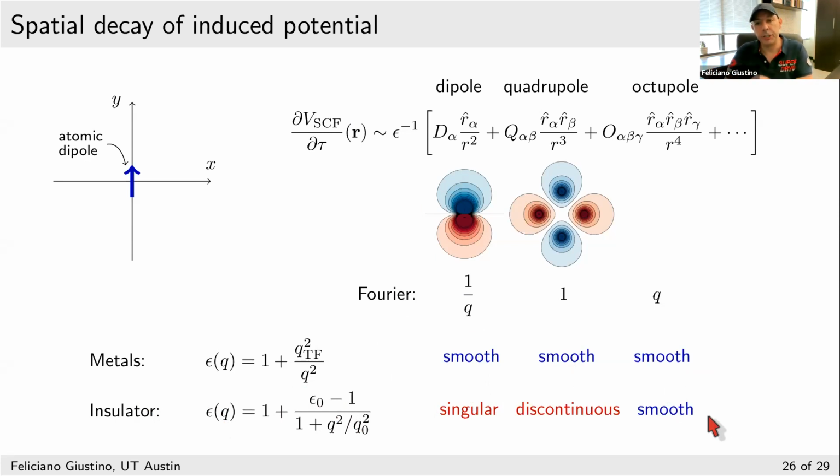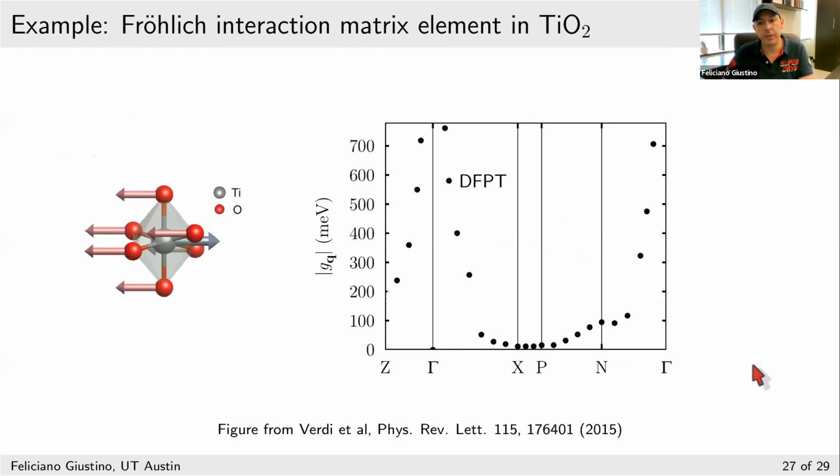So this means that one has to be very careful in performing this interpolation because you are dealing with something that may not be localized. What is the practical implication? This will be discussed in detail tomorrow, but I just want to give you an example. This is the matrix element for a longitudinal optical phonon in titanium. The dots are a standard DFPT calculation. You can see that when you go to gamma, so q equals 0, this goes to infinity.